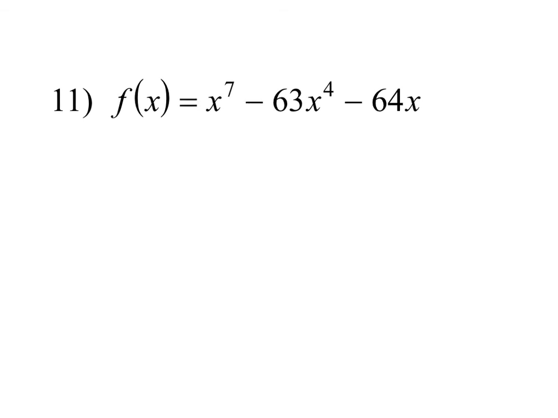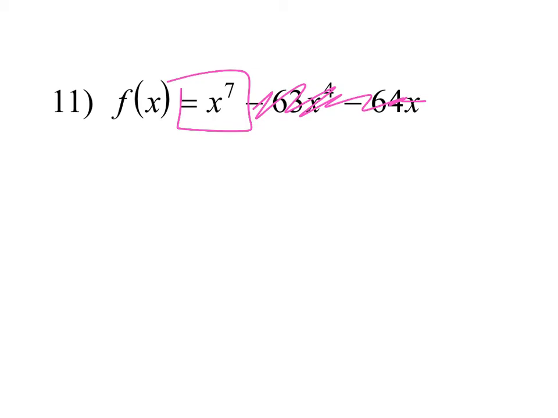All right, next page. Which term are we looking at for number 11? X to the 7th power. Is this positive or negative? Positive. So does the right arrow go up or down? Up. Is it even or odd? Odd. So do they go in the same direction or opposite directions? Opposite. So the left one goes up or down? Down. So we have down and up.